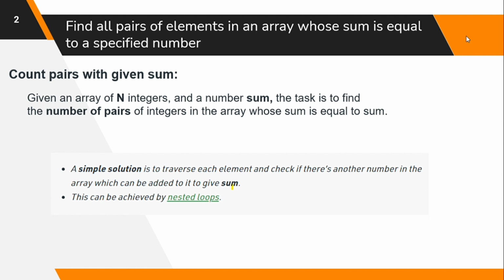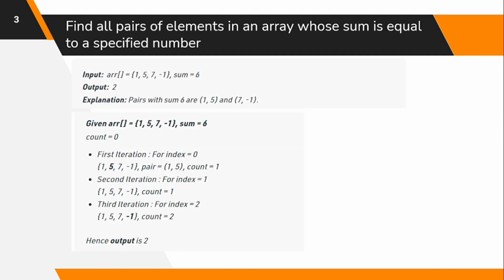A simple solution is to traverse each element and check if there's another number in the array which can be added to it to give the sum. This can be achieved by nested loops. So let's see an example of how input will be traversed.